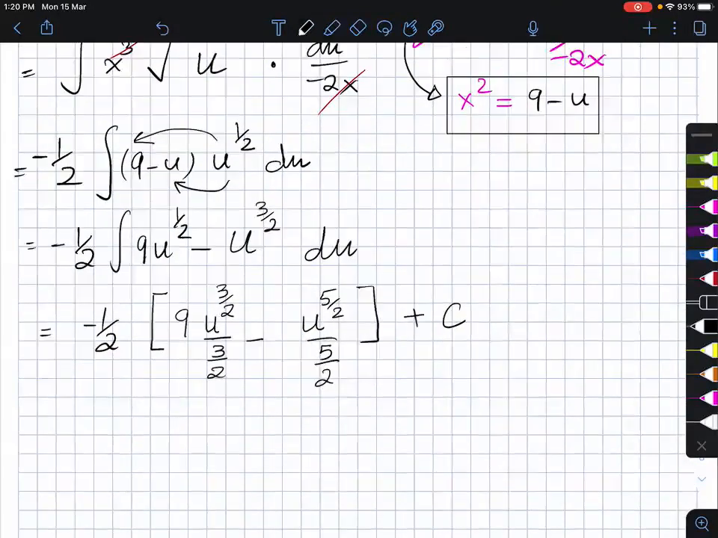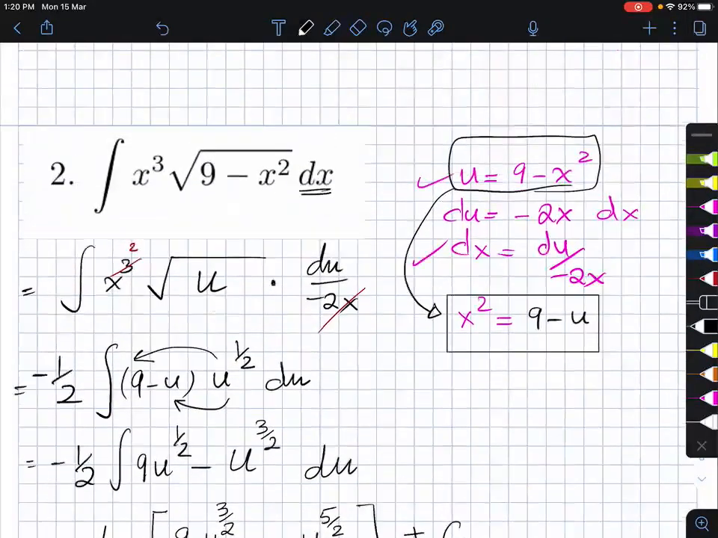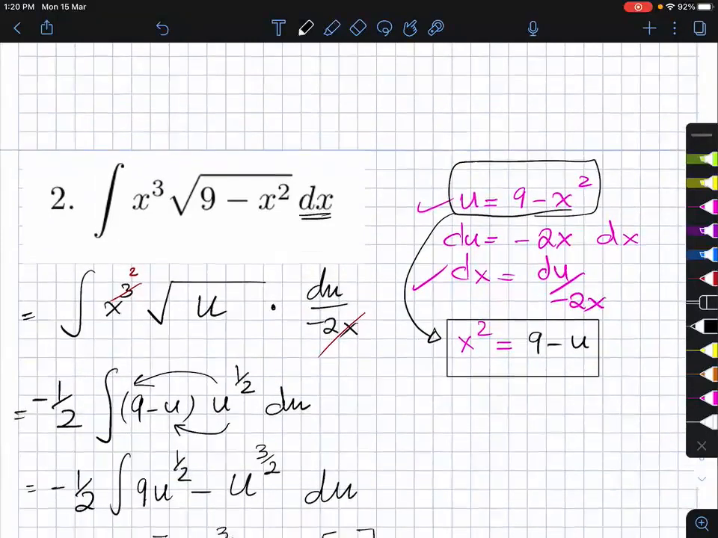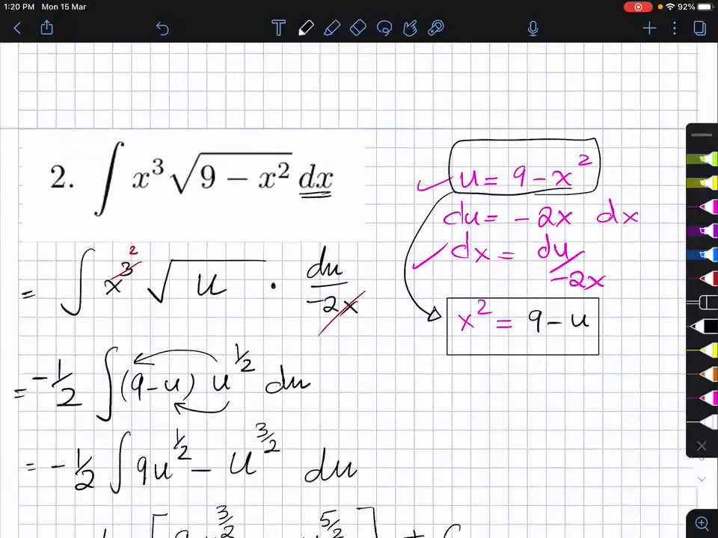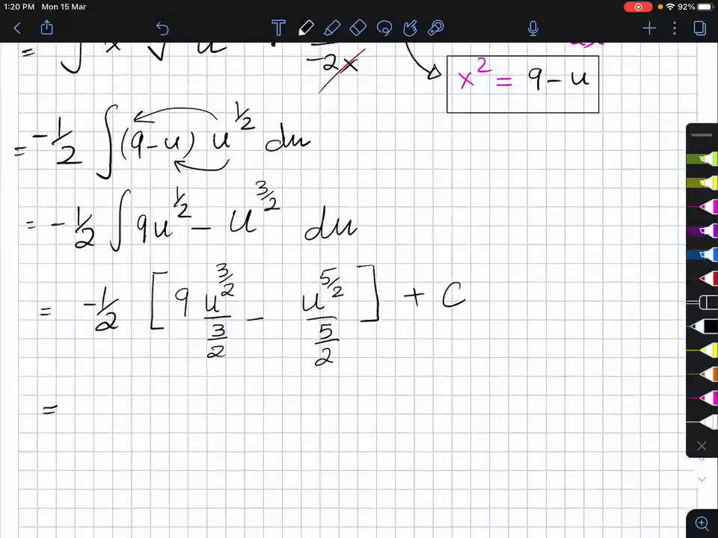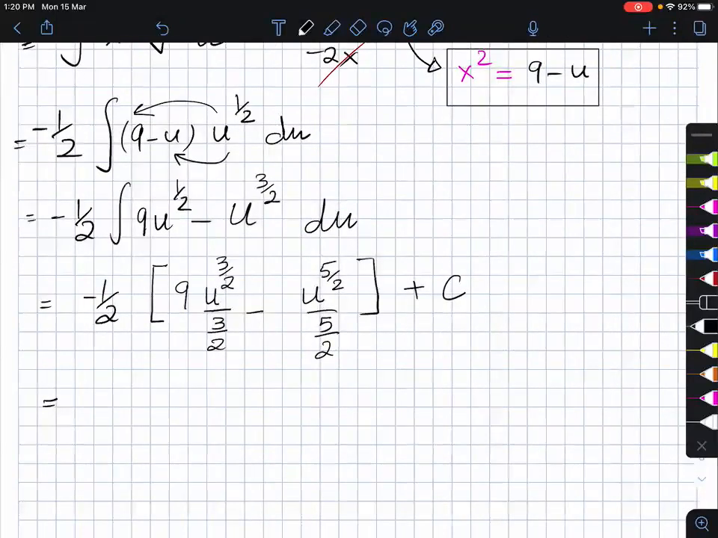Why didn't we factor from the beginning? Wouldn't that be an easier method? Factor 9 minus x squared as 3 minus x, 3 plus x. And then 3 minus x squared, right? Sorry, I forgot something wrong. Your goal here is to reach the simple integral, u to the power of something. See, it's easy.